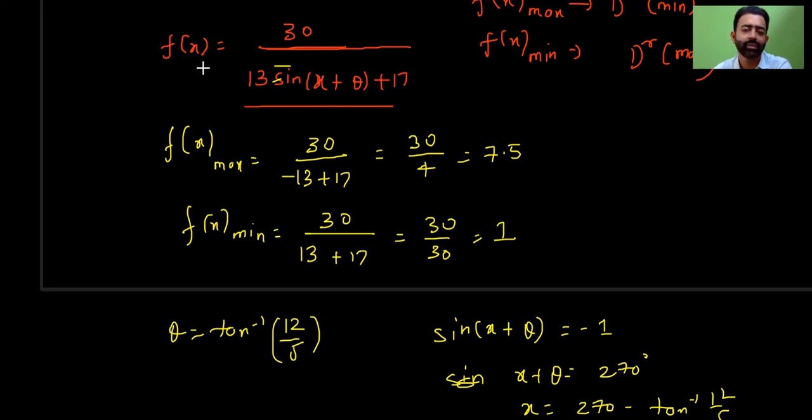And vice versa, you can do this for the minimum value of f(x): when sin is +1, that means when x plus theta is 90 degrees, or x is 90 minus tan inverse 12 by 5. Okay, so these will be the solutions of x where the maximum and minimum values of f(x) occur.